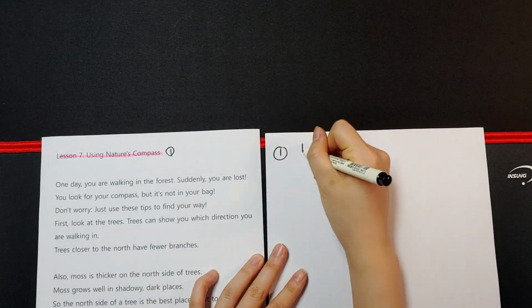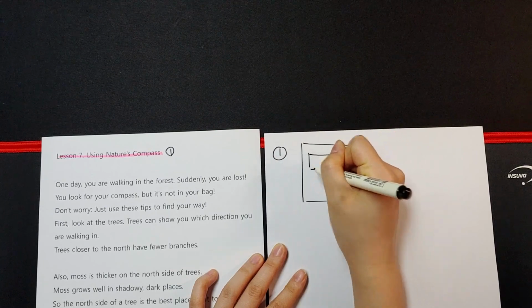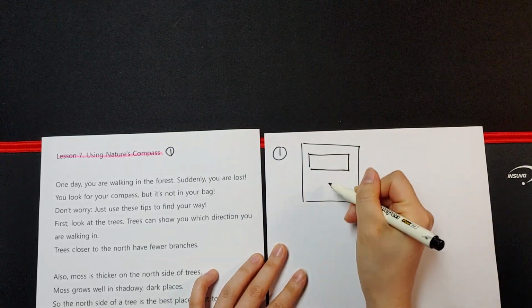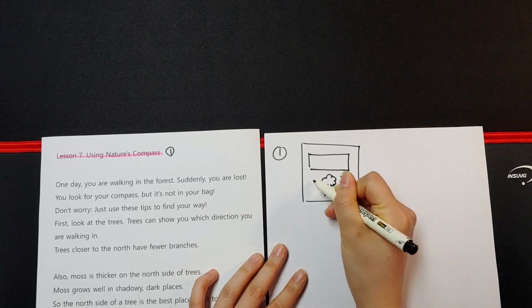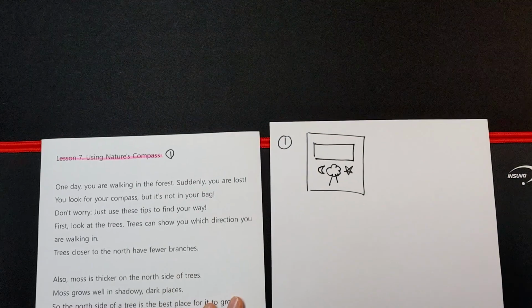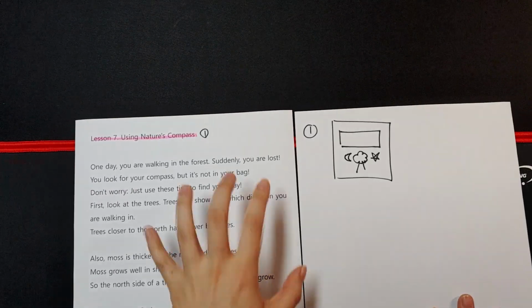you just need a title that says using nature's compass here, and perhaps you can put some nature pictures along with it here. And then don't forget your name and your class name as well. Now that's for the first slide, the title.